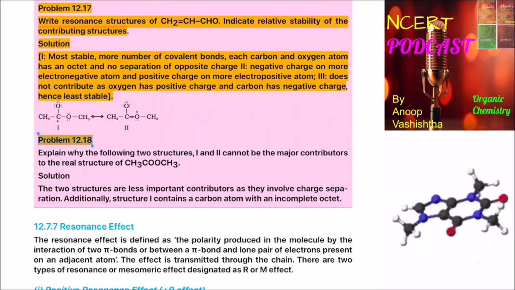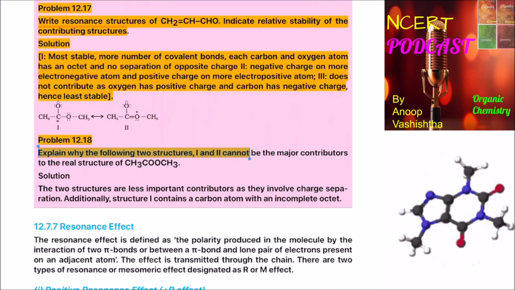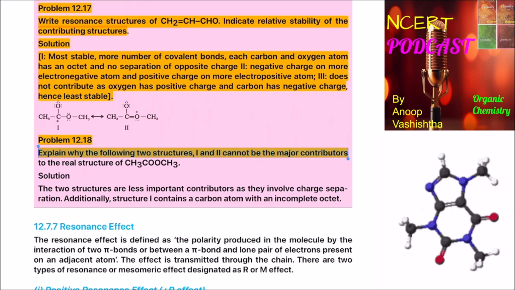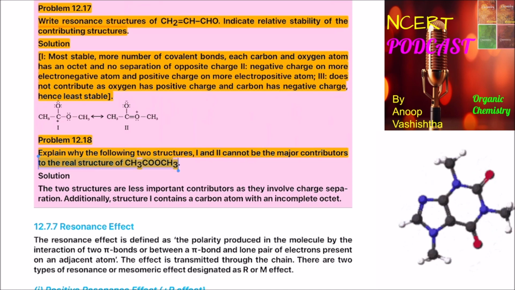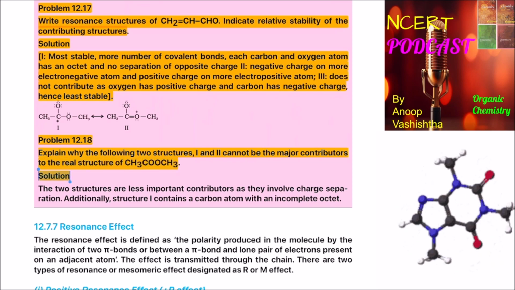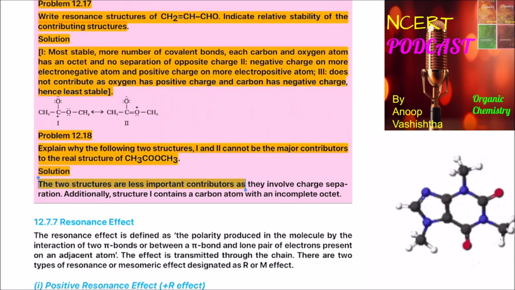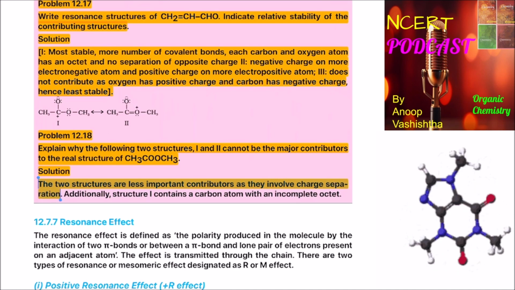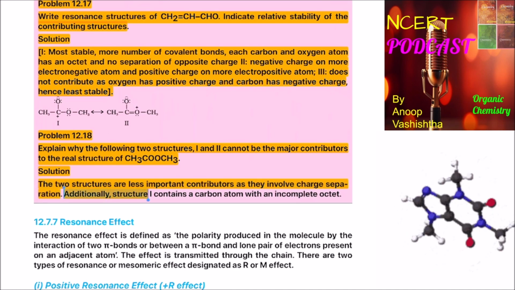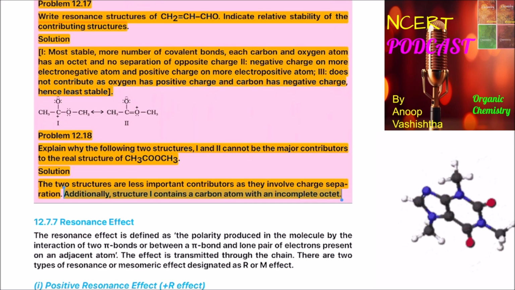Problem 12.18. Explain why the following two structures 1 and 2 cannot be the major contributors to the real structure of CH3COOCH3. Solution. The two structures are less important contributors as they involve charge separation. Additionally, structure 1 contains a carbon atom with an incomplete octet.